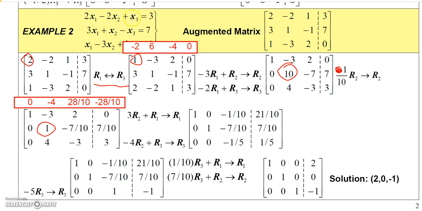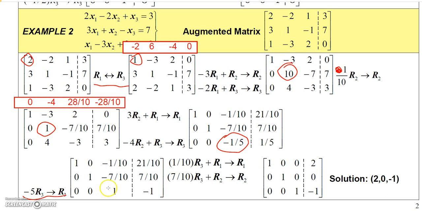Okay, so now I have to make this right here a 1. So what I'm going to multiply by is negative 5. The reciprocal of negative 1/5 would be negative 5. So multiply everything in row 3 by negative 5, and you get 0 times negative 5 is 0. This 0 times negative 5 is 0. Negative 1/5 times negative 5 is 1. But then 1/5 times negative 5 is negative 1.